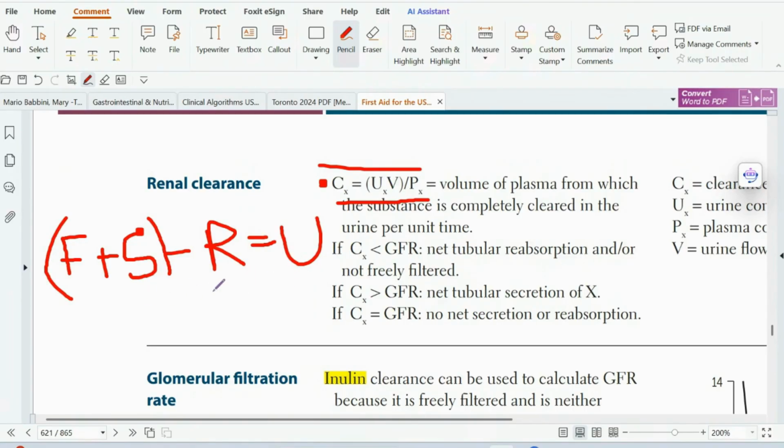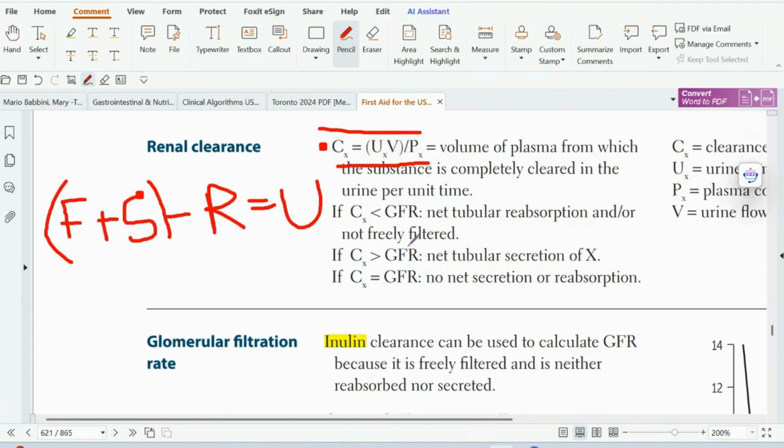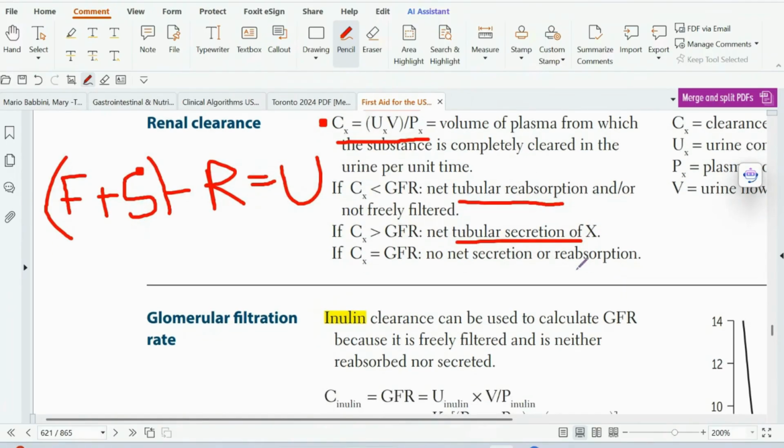Now, what happens if you have, let's say, clearance less than GFR? If clearance is less than GFR, that means a lot of things are being reabsorbed. Clearance means how much fluid is going into the urine. So if you don't have enough urine but you have a lot of GFR, that denotes you're reabsorbing everything. Does that make sense? If clearance is greater than GFR, it means you're secreting a lot of things into it. Understand it like this: there's a lot of urine being made, but there's not enough GFR coming in.